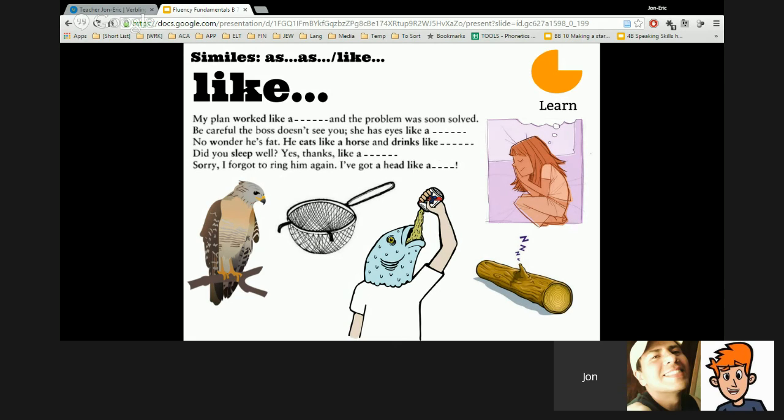Which object is the heaviest? Which picture is the heaviest? The girl? Is the girl heavier than the tree? Uh-oh, I don't think so. The girl is light. But the tree is heavy. Tree, yes. And what do we call it?